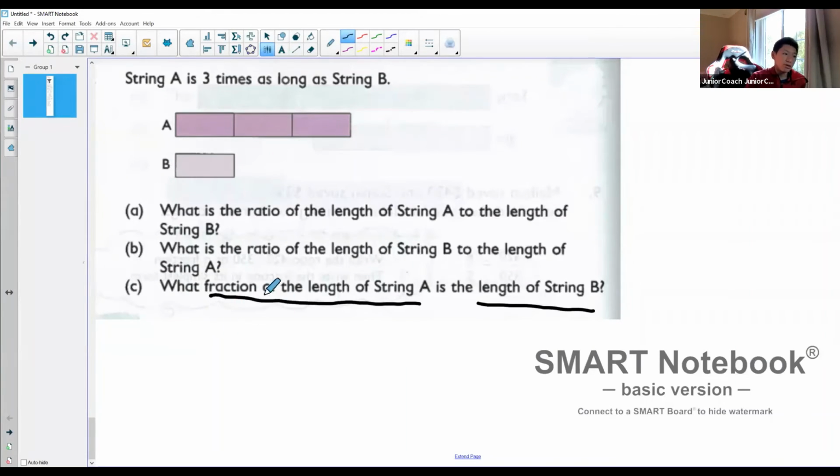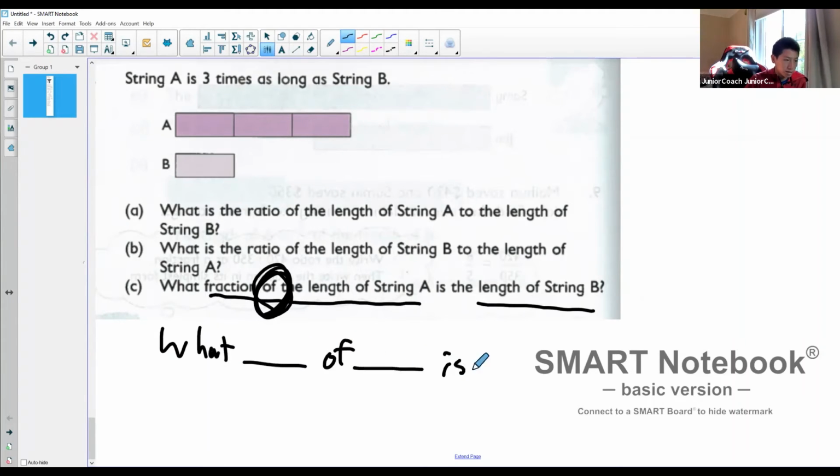The key word here is "of." They're asking B compared to A, right? They're actually asking what fraction of A is B. So they're asking about B to A. This would be like saying, what blank of blank is blank, all right?